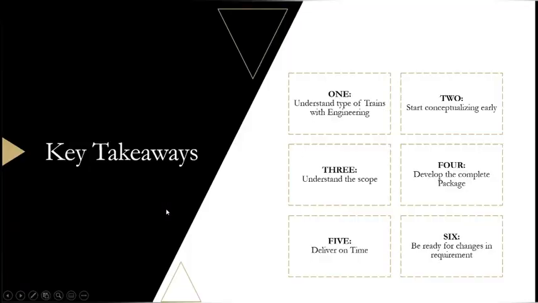So the key takeaway from this presentation would be that we have to understand the train type from engineering. Then we have to discuss with them. We have to start conceptualizing early. We have to understand the scope thoroughly so that we can give a better solution. Develop the complete package, deliver on time, get it tested thoroughly, and be ready for the changes if some surprises come from the construction side or from the client side.